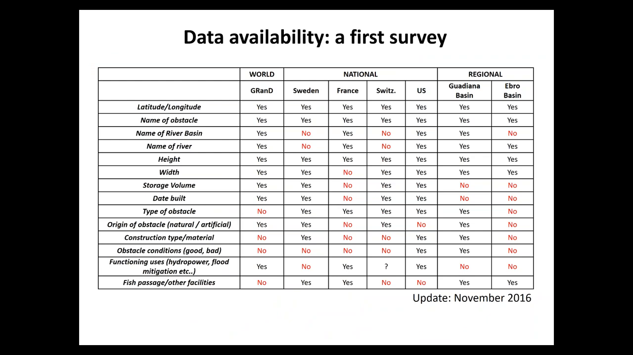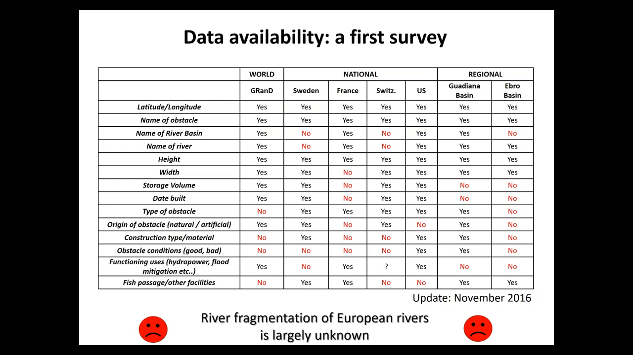So when we compare different databases across Europe, we cannot derive the same type of information. Not all the databases record, for instance, the type of barrier. Not all the databases record the height of the barrier. An important information that is largely missing from these databases is the indication of the presence or not of a fish pass in correspondence of a barrier. So from this first survey, our impression was that river fragmentation of European rivers is largely unknown, at the European level at least.